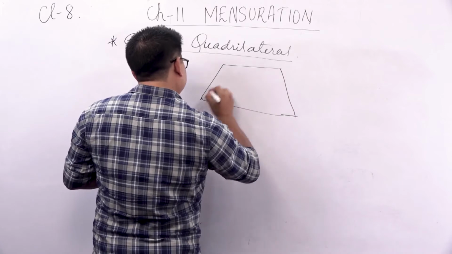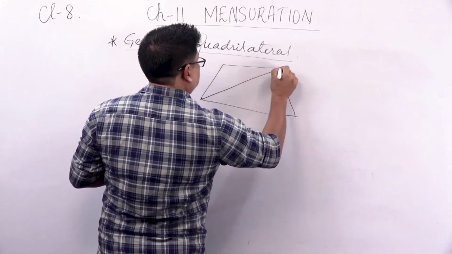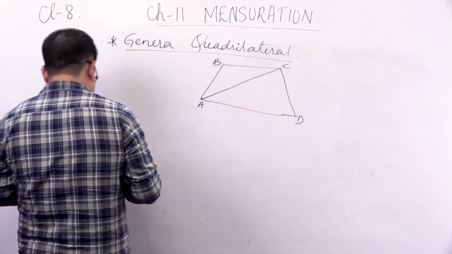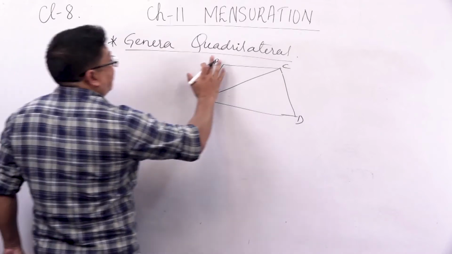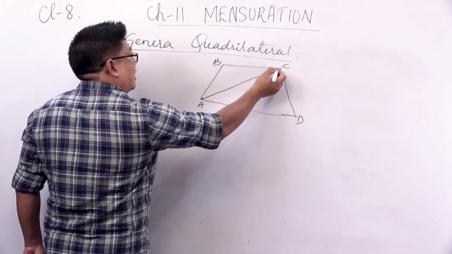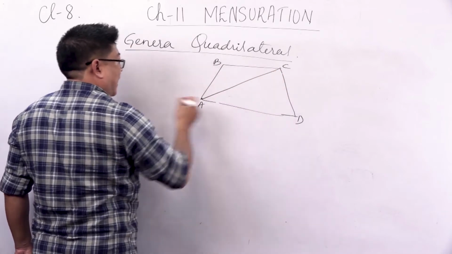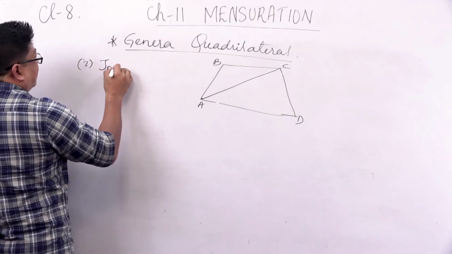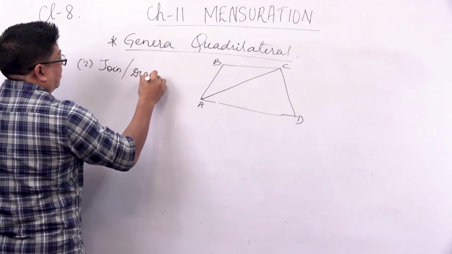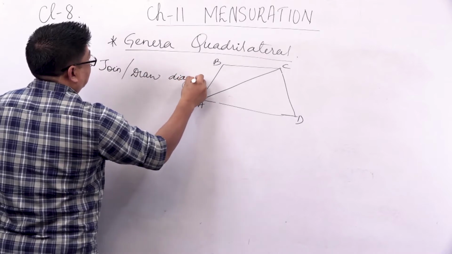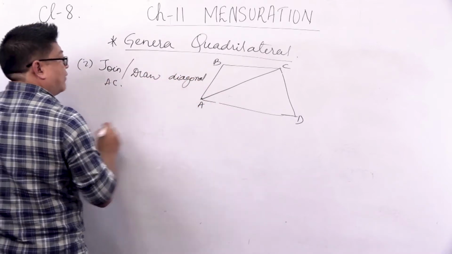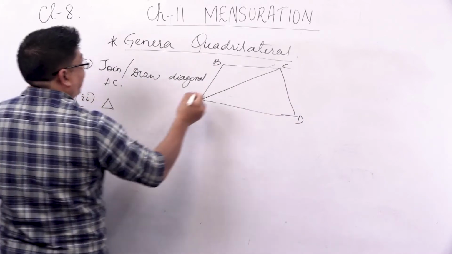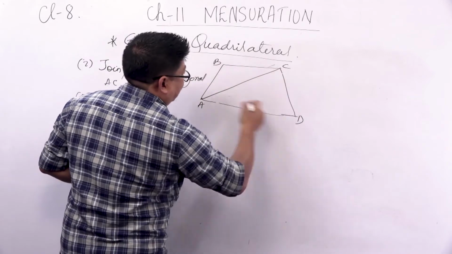and I draw a diagonal like this. So let me mark it A, B, C, D. Now, to find the area for this quadrilateral, first I have to draw a diagonal. All right. So let's write the first step. The first step is join or draw diagonal AC. All right. This is the first step. The second step will be find the area for this triangle and then this triangle.